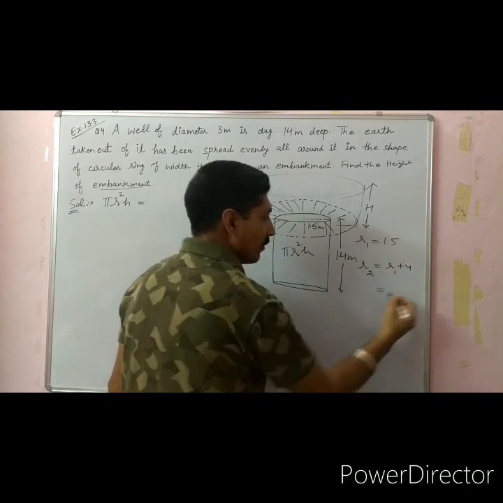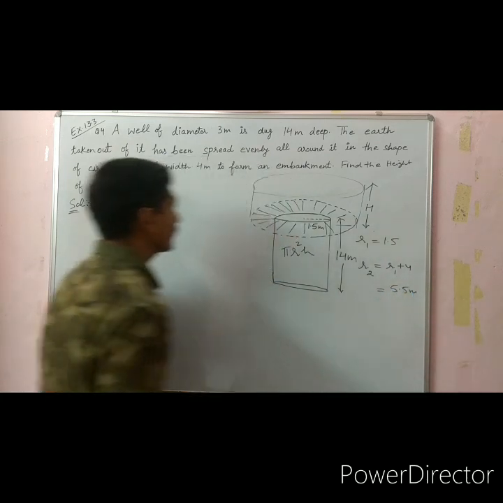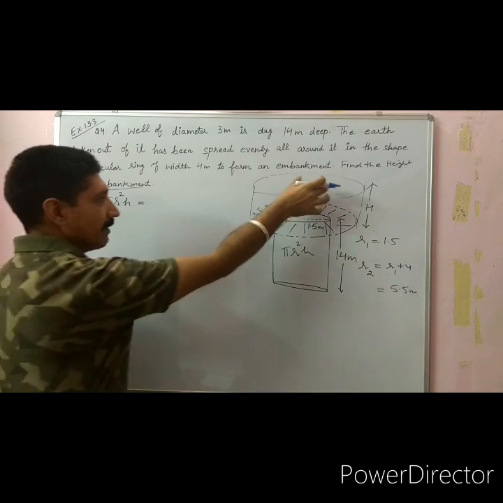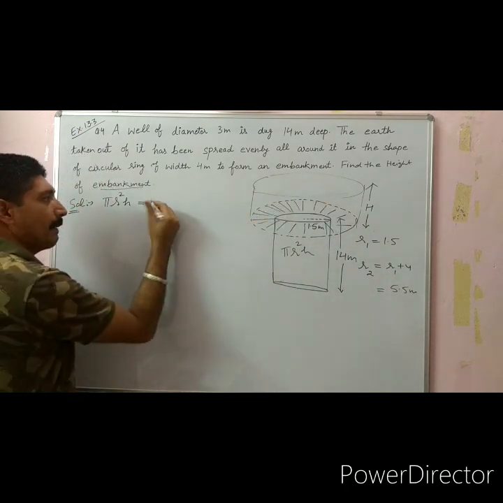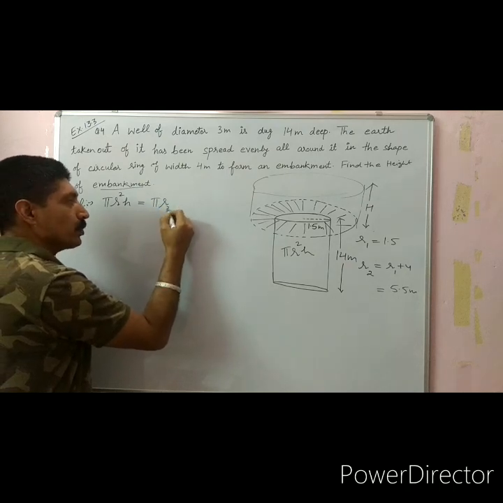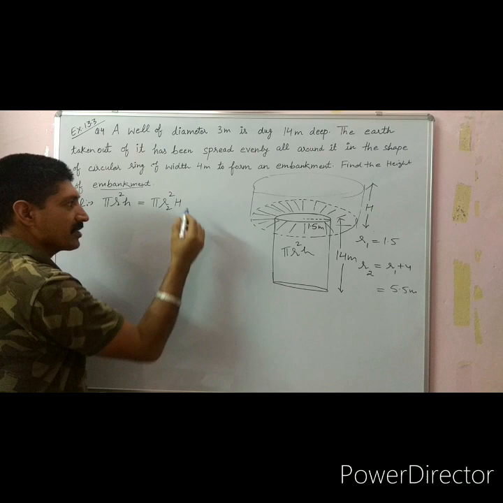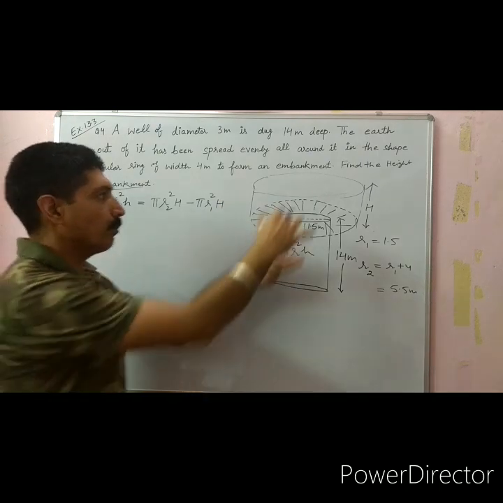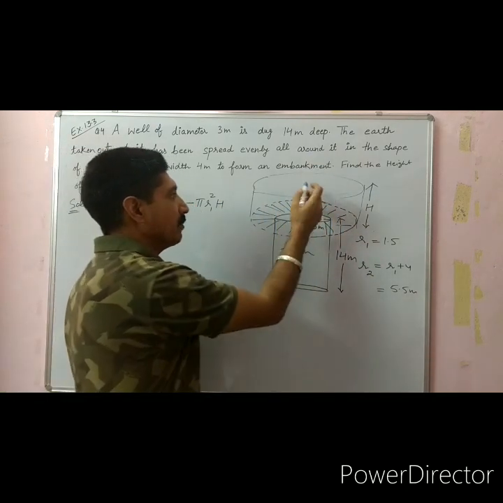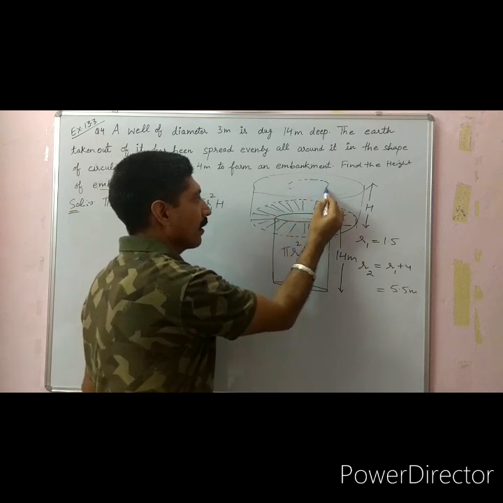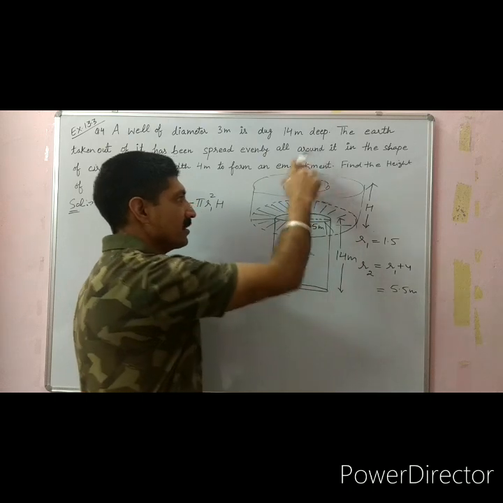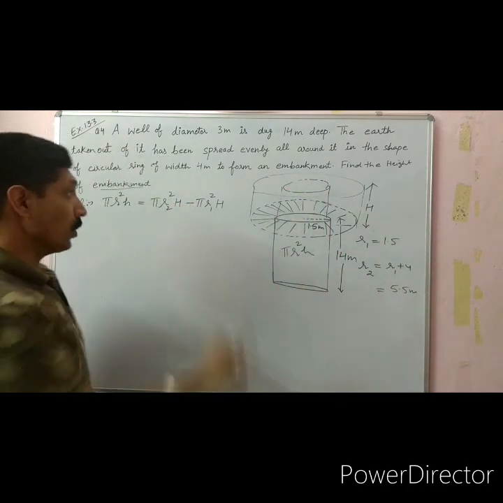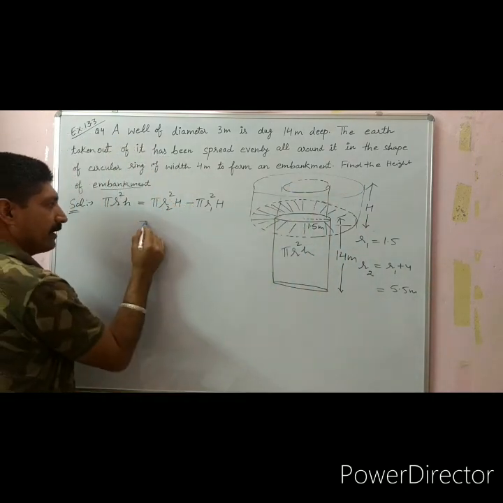So here it is 5.5 meter. Here r1 is 1.5, and the volume of the embankment is pi r2 square H, with capital H, minus pi r1 square H, because inside the embankment the whole surface is empty. So substituting the values, we can take pi common.